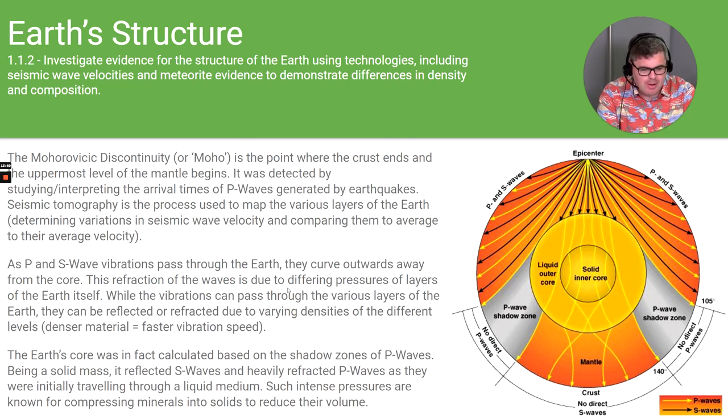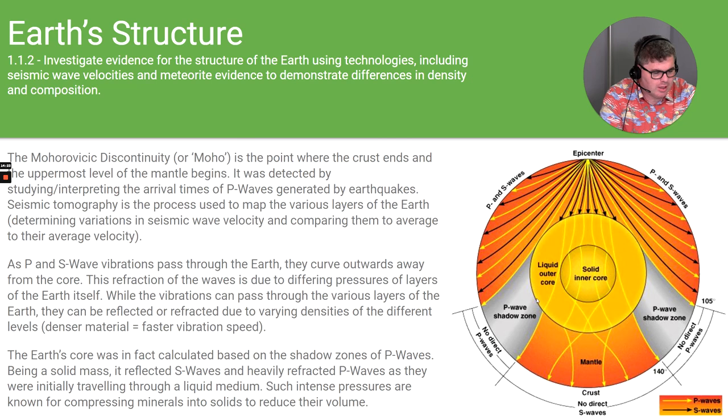Now, while vibrations can pass through the various layers of the Earth, they can be reflected or refracted due to the varying densities of the different levels. The denser the material, the faster the vibration speed. So if we're looking at this, we can see that most of them have been bent outwards already. And we have here our P waves managing to go through the liquid outer core and the solid inner core, because again, they're compression waves. Any S waves that were present just bounced off of it, or they went around it, if they could.